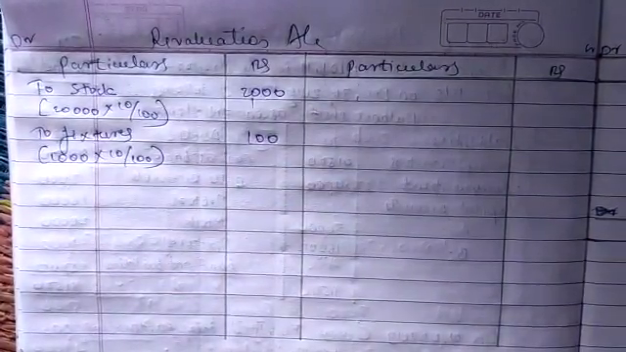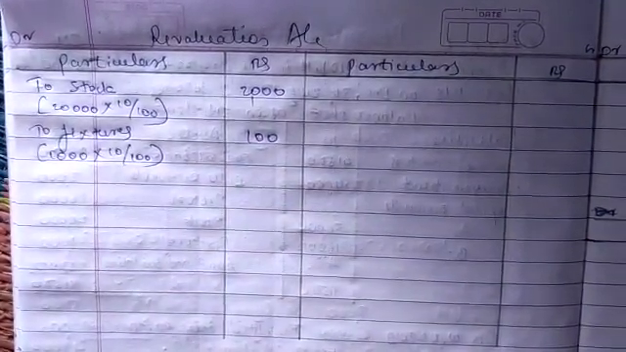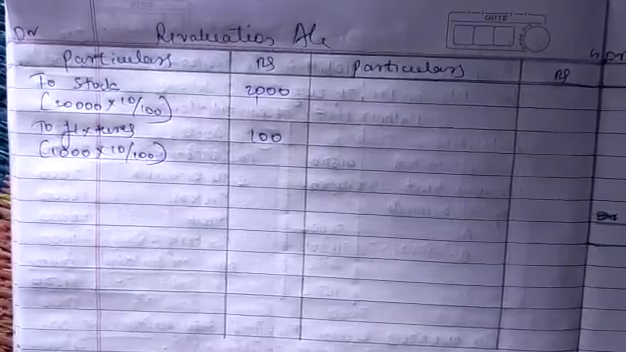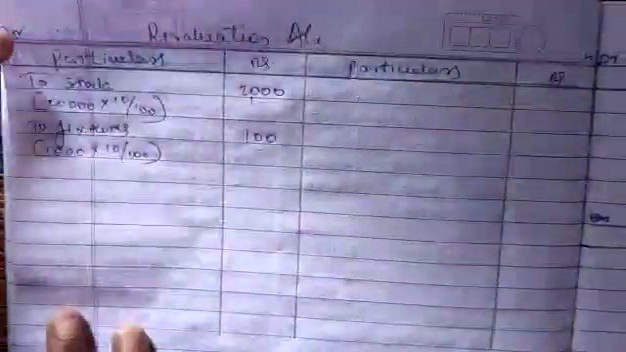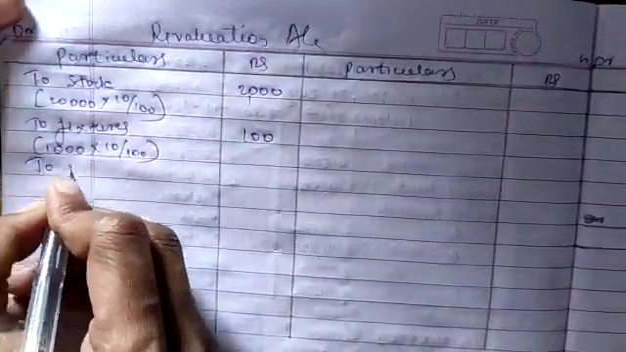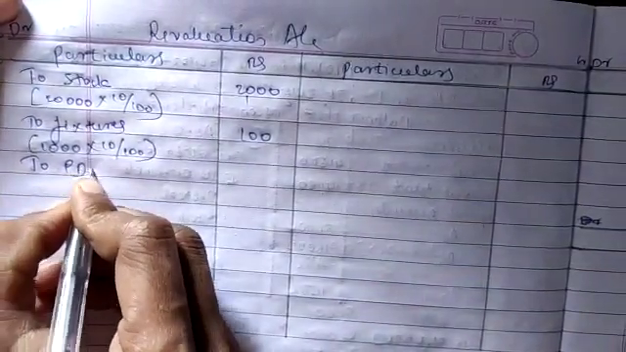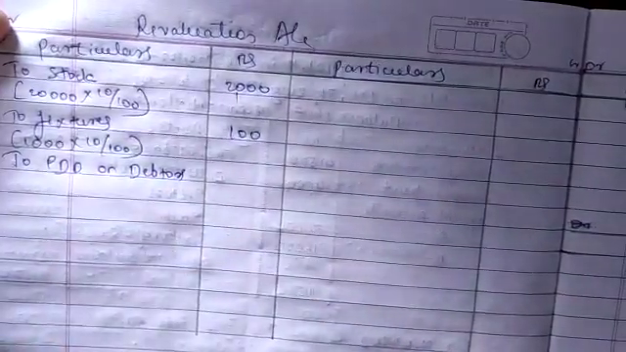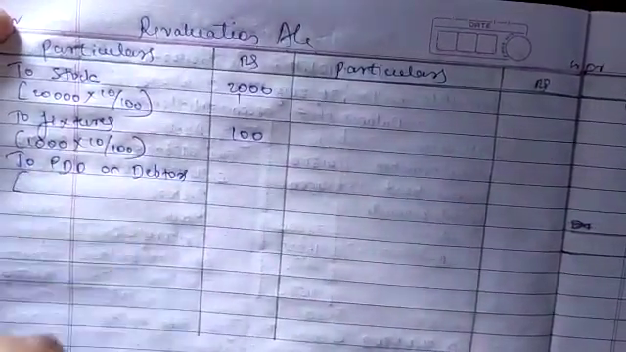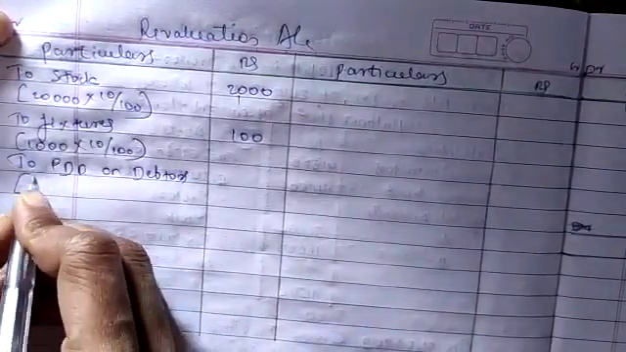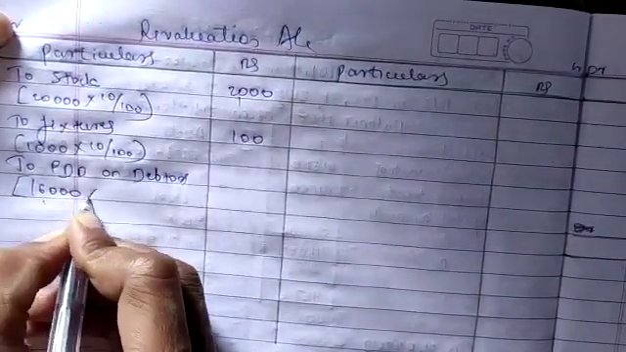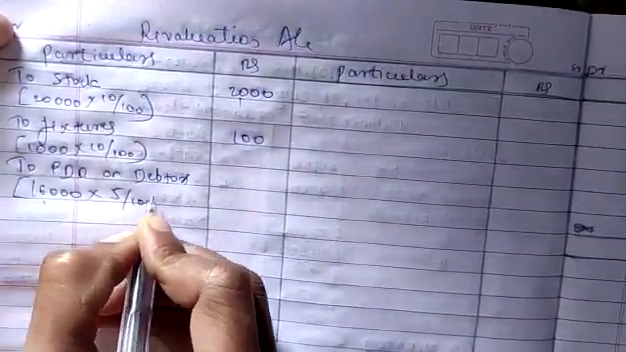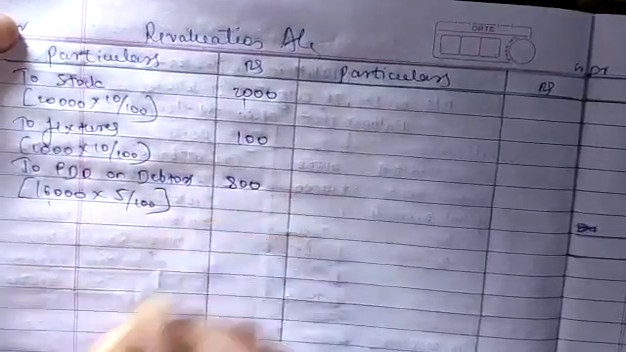Next adjustment, in that adjustment only one more is there: 5% provision for doubtful debts. So it is also a decrease in the value of debtors. So PDD, provision for doubtful debts on debtors. At what percent? 5% is there. So the debtors amount in the balance sheet is 16,000 and 5%, it becomes 800.